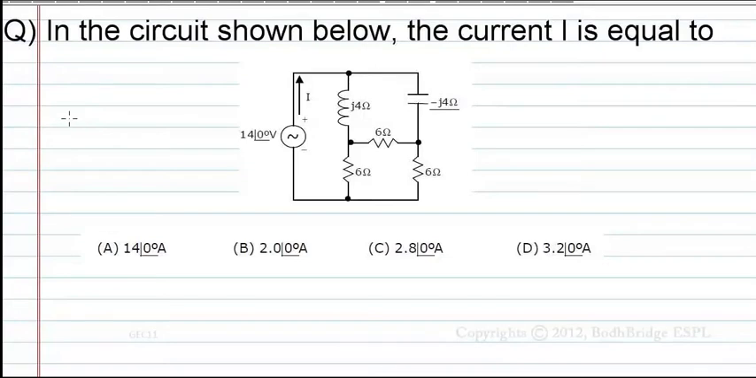In the circuit shown below, the current I is equal to? Before solving this circuit, we should know some of the formulas of Y and delta transformation.